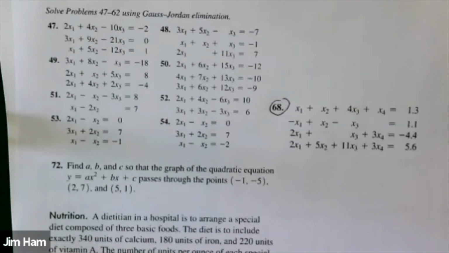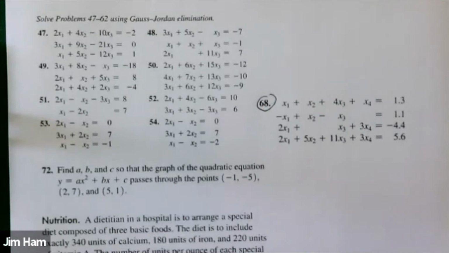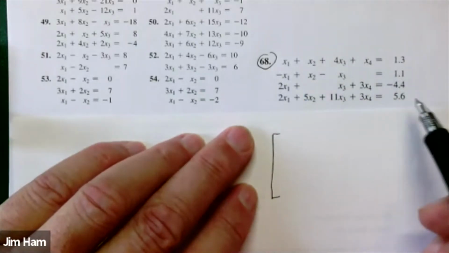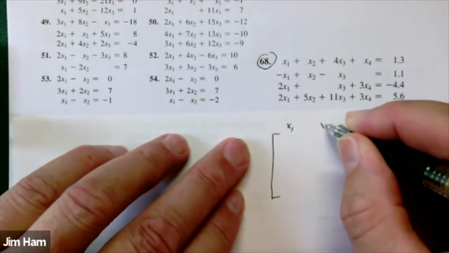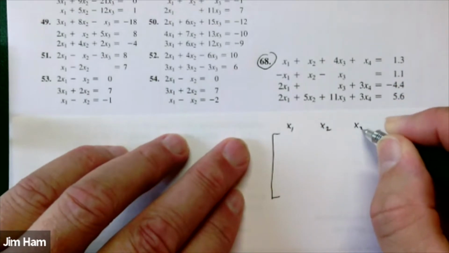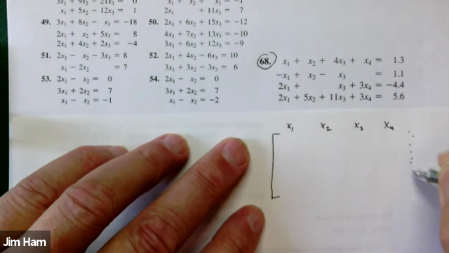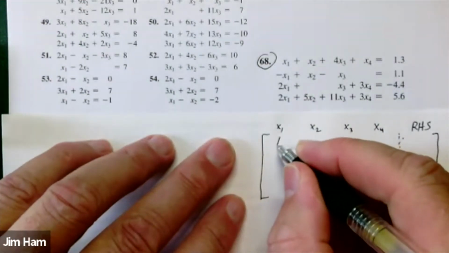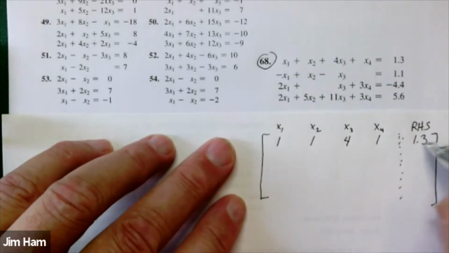So the steps would be to first create the augmented matrix. You're going to have 4 rows because you have 4 equations. Make sure that you line up in every case the x1, the x2, the x3, the x4, and then comes the vertical line, and then you're going to have that number on the right-hand side. So as you go across the first one, 1, 1, 4, 1, and then 1.3.